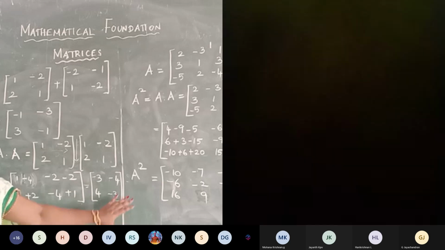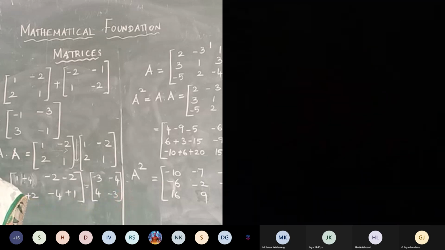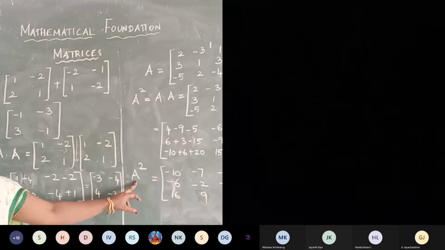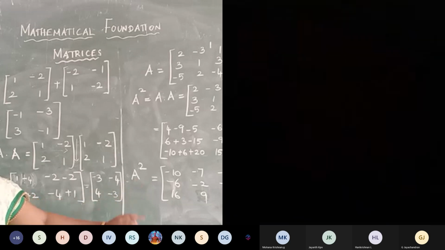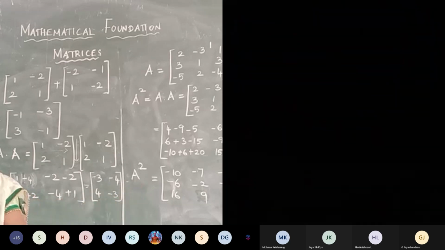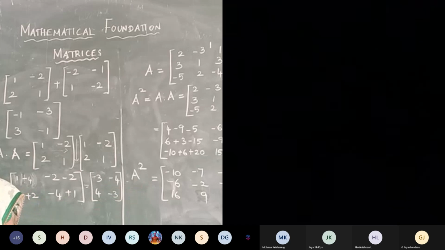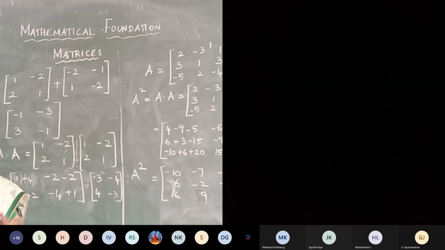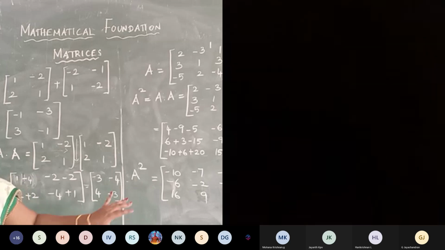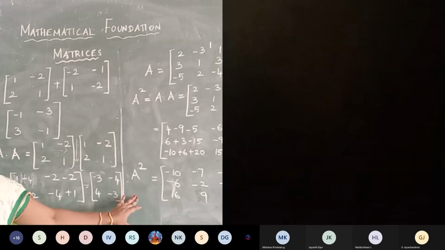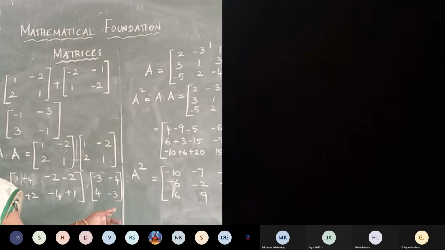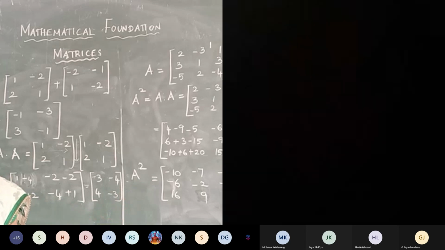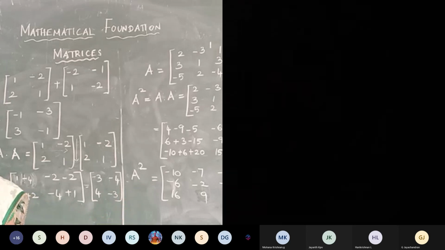So if you need to find out your A cube, what you'll have to do? A square, you find out A square into A. That will become your A cube. It is actually A dot A dot A. So instead of finding out A dot A dot A, you will find out your A square. After that, again dot A you will do, and get your A cube.